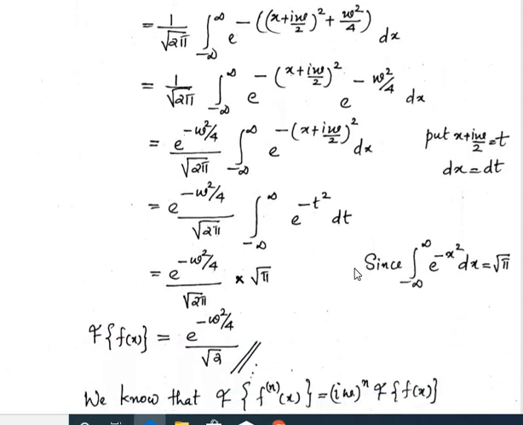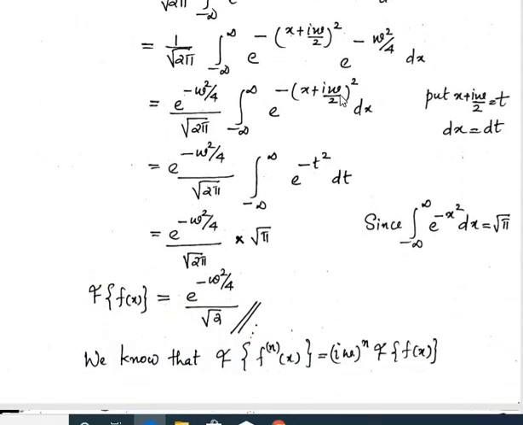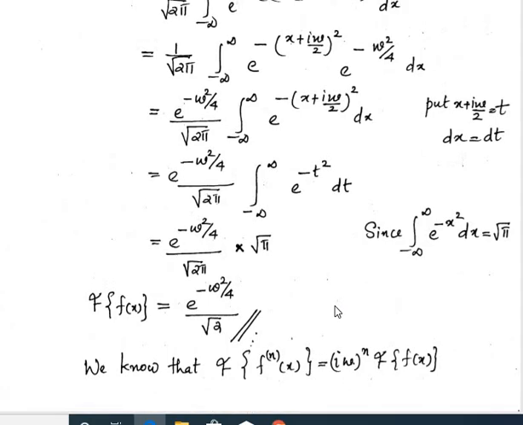Now for integrating this, we substitute x plus i omega by 2 equal to t. Taking the derivative on both sides, dx equals dt. So it is e raised to minus t square dt. The limits remain the same, since the lower limit is minus infinity and the upper limit is infinity, and this is equal to root pi. This result occurred in the multiple integrals section in the previous semester: the integral from minus infinity to infinity of e raised to minus x square dx is root pi. So we get the answer as e raised to minus omega square by 4 divided by root 2, since root pi cancels. This is the first section.